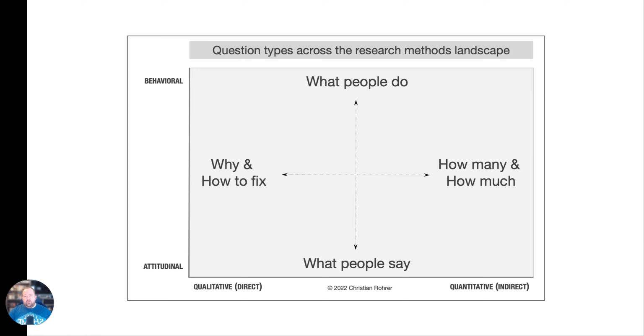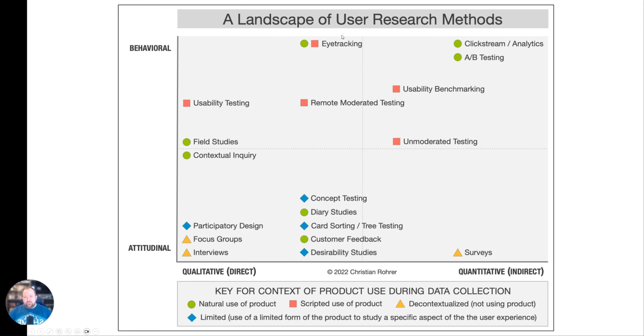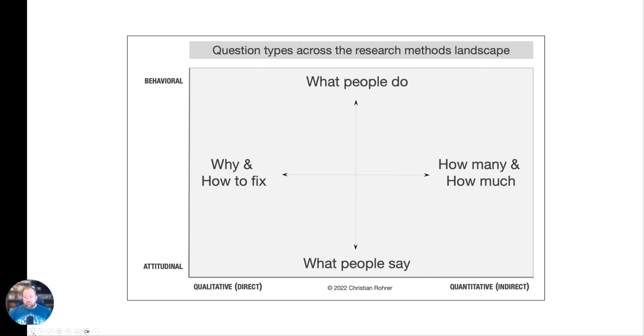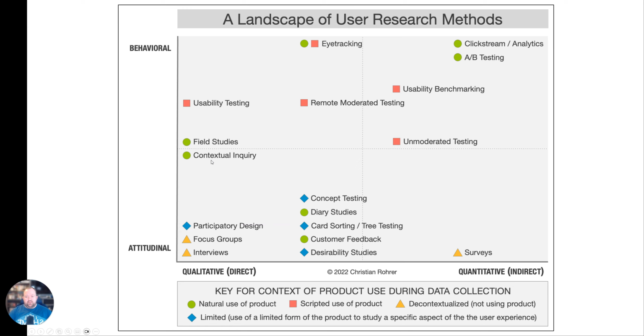Looking at this one, as you're asking questions about it, if we put this over top of these axes, this is where your research methods will live in some of these spaces within these questions. Not exclusively, but it is something to be aware of. If we go back here, up here is what people do. Eye tracking, yeah, that's a pretty direct measure of what eyes do. If we're looking at why and how to fix it, usability testing, this is very much what's going on here.